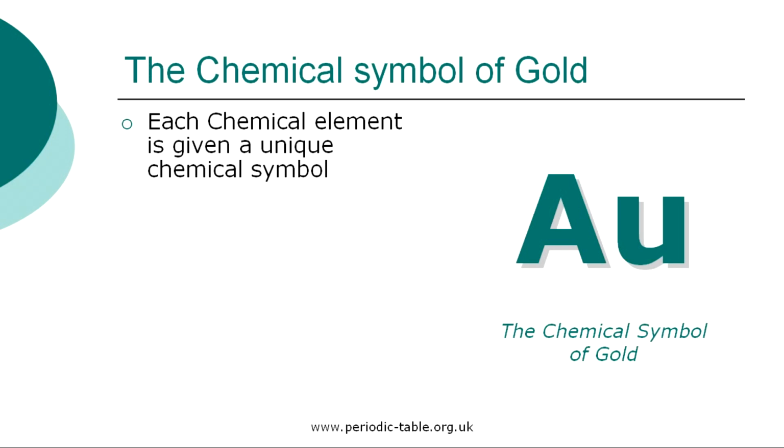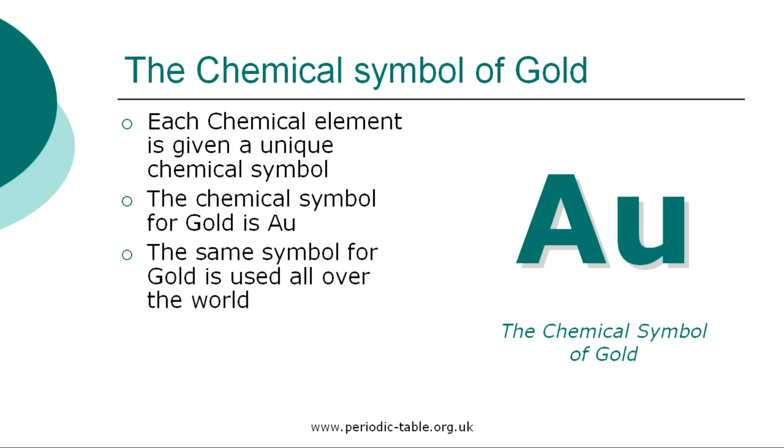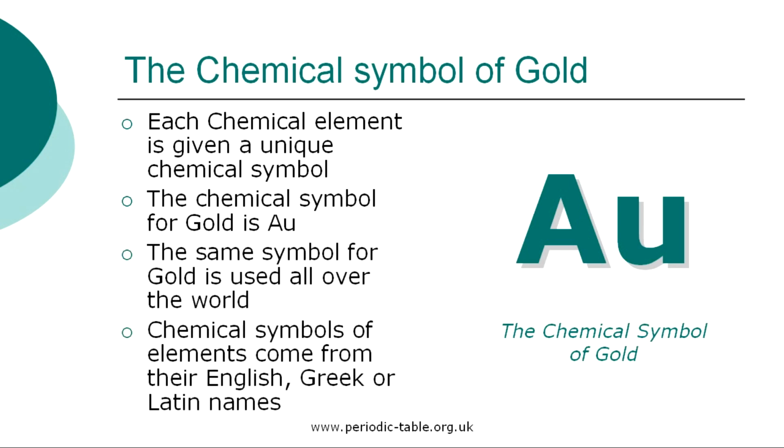Each chemical element is given a unique chemical symbol, which is used all over the world. The chemical symbol for gold is Au. The chemical symbols of elements come from their English, Greek, or Latin names. The first letter of a symbol is always a capital letter, and if there are any subsequent letters, they are expressed in lowercase.